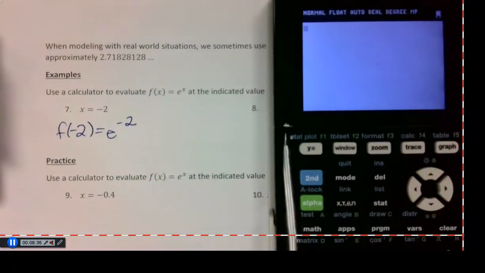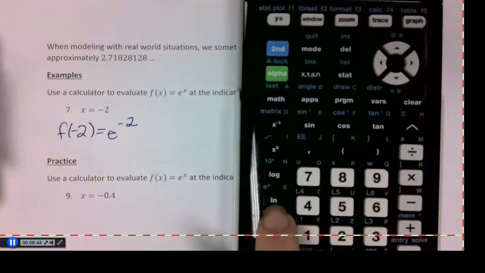So guys, let me show you where e is on the calculator. It's under log. There's second, and then the button next to 4 that says ln has an e to the x exponent. You press that.